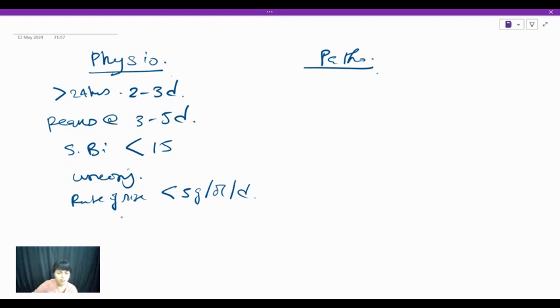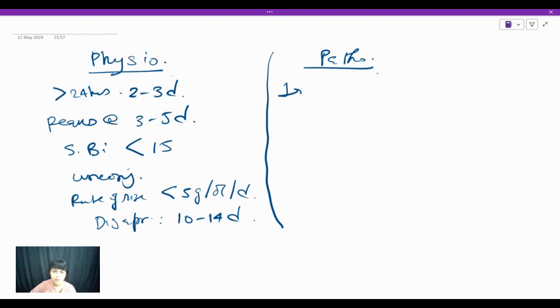And this will disappear within 10 to 14 days. Okay, so these are the criteria of physiological jaundice. So next, moving on to the criteria for pathological jaundice, often asked in viva. This appears within the first day of life.